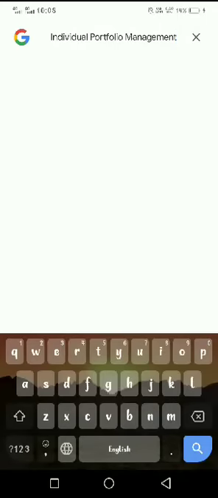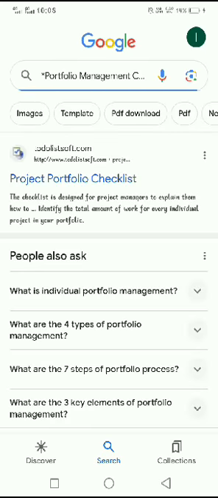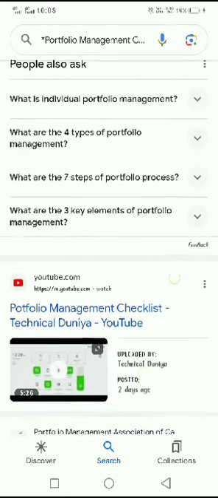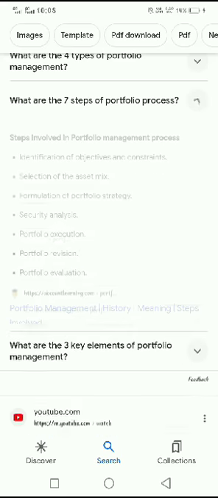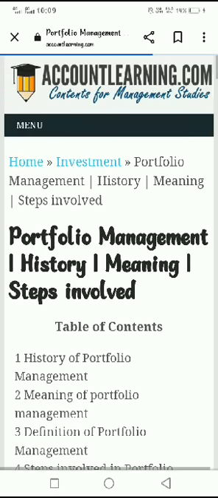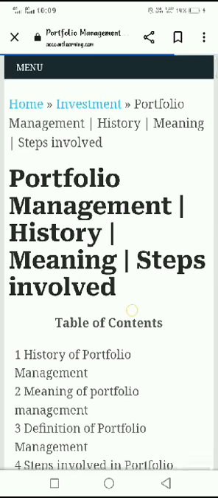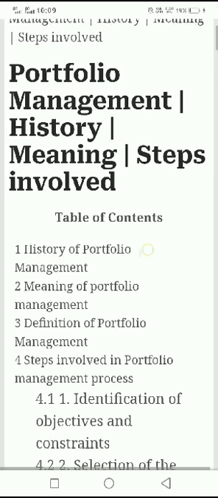Today topic of our YouTube video is portfolio management checklist, individual portfolio management. What are the 7 steps of the portfolio process? Portfolio management history meaning steps involved.